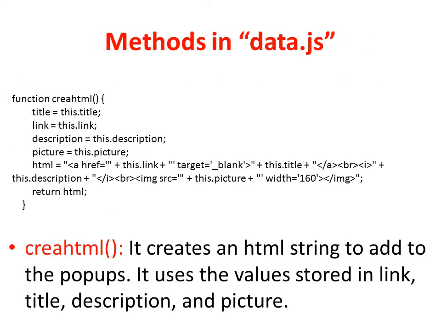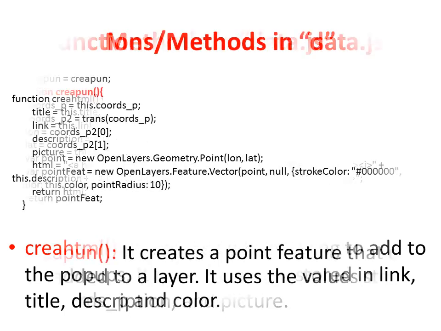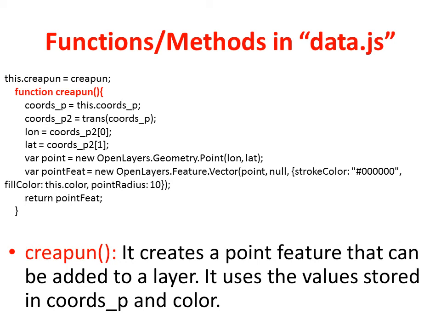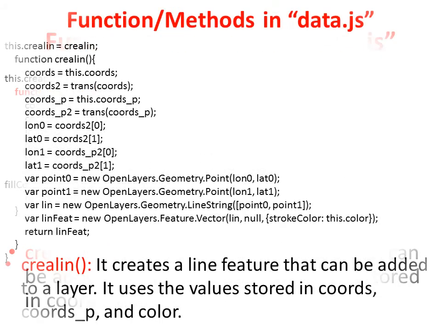and there is a next function called creaHTML that creates an HTML string to add the pop-ups. It uses the values stored in link, title, description, and picture. creaPoint creates a point feature that can be added to a layer. It uses the values stored in coordinates and color. creaLin creates a line feature that can be added to a layer. It uses values stored in coordinates.